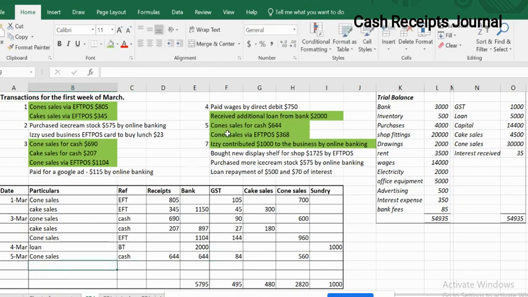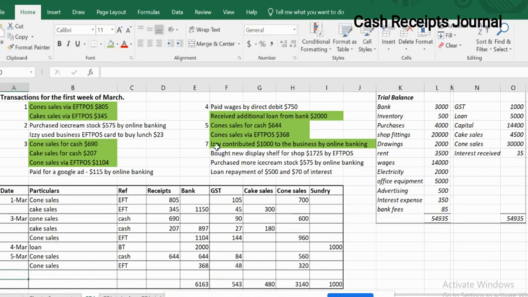Also on the 5th of March, we've got this other cone sales. And this one is EFT. This is only one FPOS on the day, so it goes straight to the bank. It only goes in the receipts when there's two or more FPOS on the day. This is another cone sale, so it's going to go over here. It's 320 excluding GST, so the GST amount is 48. Now we've got one more transaction up here.